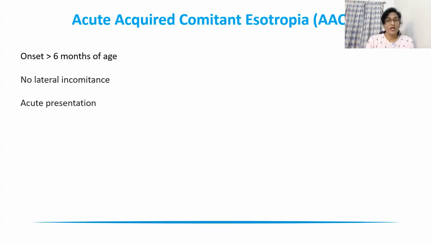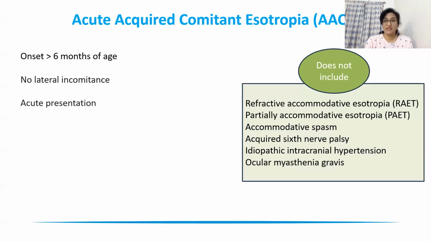What acute acquired comitant esotropia does not involve are these few types. Refractive accommodative type or partially accommodative esotropia, where the onset is known to be more gradual. It also does not include accommodative spasm, where there is associated miosis and maybe myopic refraction.